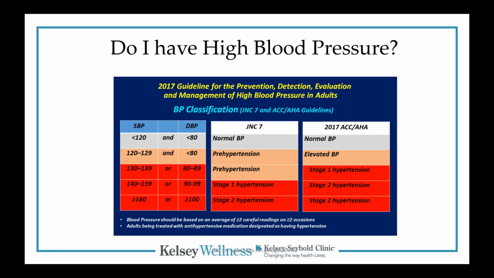But blood pressure readings in the office need to be based on an average of greater than 2 readings on 2 separate occasions to be officially diagnosed as hypertension. So coming in one time with 1 elevated blood pressure reading does not diagnose hypertension. You have to have it on 2 separate occasions, either with our clinic or outside through either a dentist's office, etc. Adults being treated with antihypertensive medication are designated already as having hypertension, and we'll go over that a little bit.